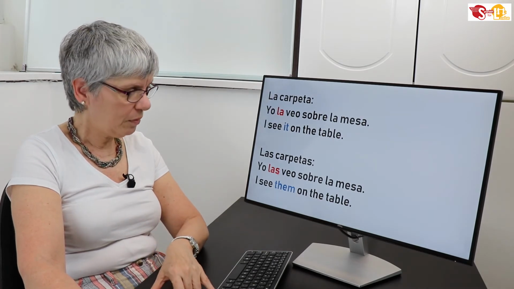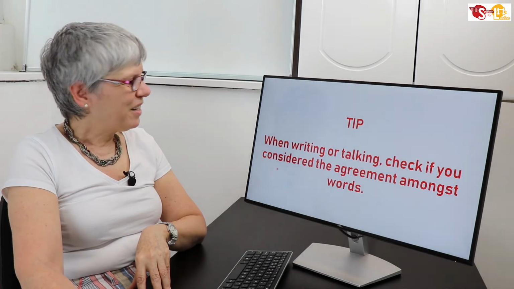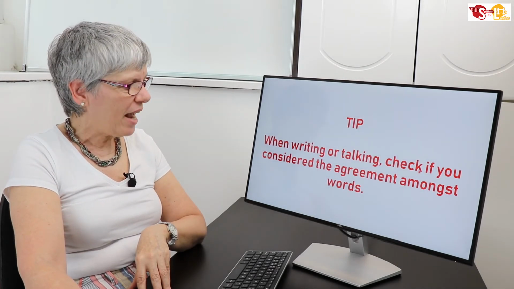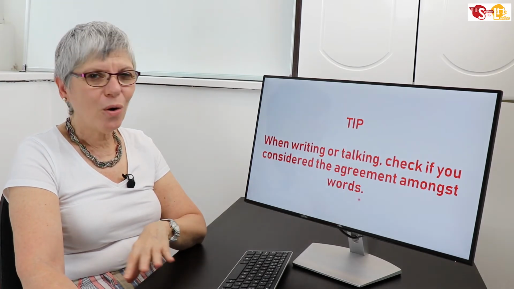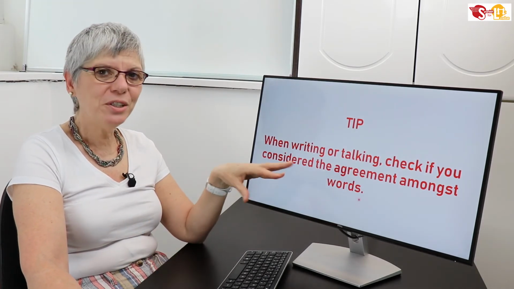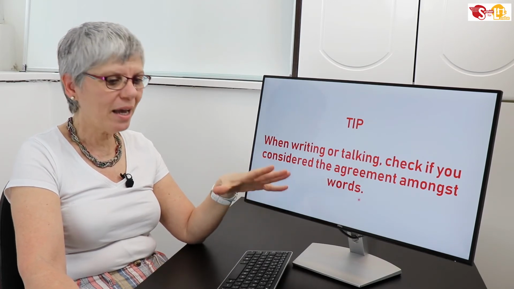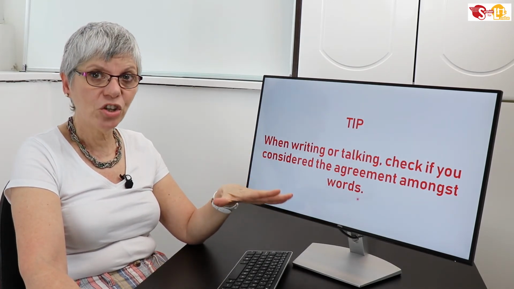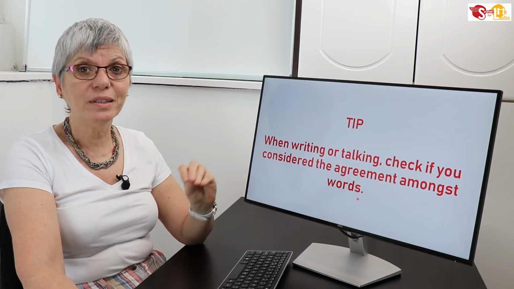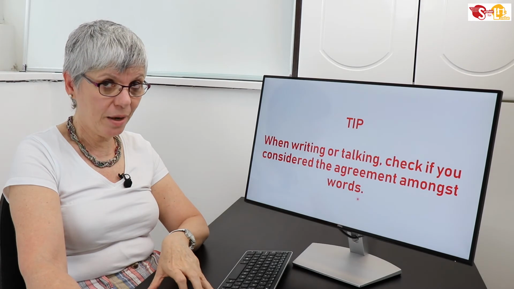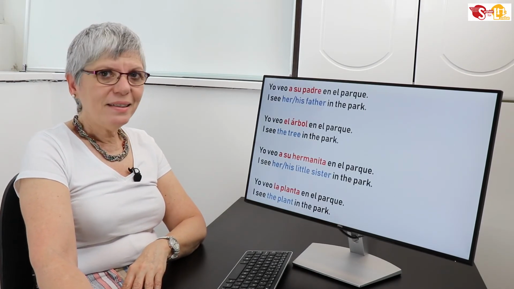Okay, now, tip. When writing or talking, check if you consider the agreement amongst words. Remember, always, and not only talking about this lesson, in general, always check that everything is in the correct gender, masculine or feminine, and in the correct grammatical number, singular or plural. Check everything.